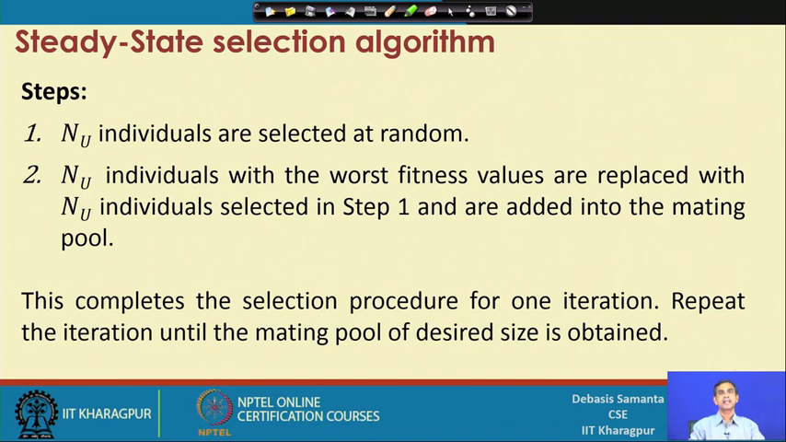Now, this strategy is basically like tournament selection. It also selects one parameter called NU, the number of individuals to be selected. NU can be as small as 2, and usually it is a very small number compared to the size of the population. NU individuals are selected at random, so randomly any two individuals are selected from the current population. The NU individuals with the worst fitness values are replaced with the newly selected NU individuals from the previous step and added to the mating pool. This procedure is repeated NP times, where NP is the number of individuals to be selected for mating.